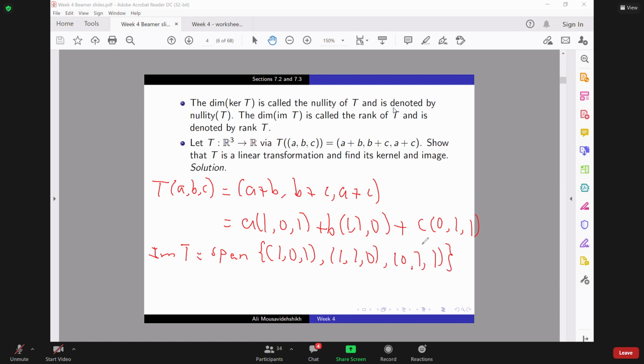Now you can check, by the way, that these three vectors are linearly independent. So this is actually equal to R3. Because I have three vectors that are linearly independent, and the dimension of R3 is 3. From theorems we learned before, if you have n vectors in an n-dimensional vector space and they are linearly independent, then they also automatically span your space, which means they give you the entire vector space.